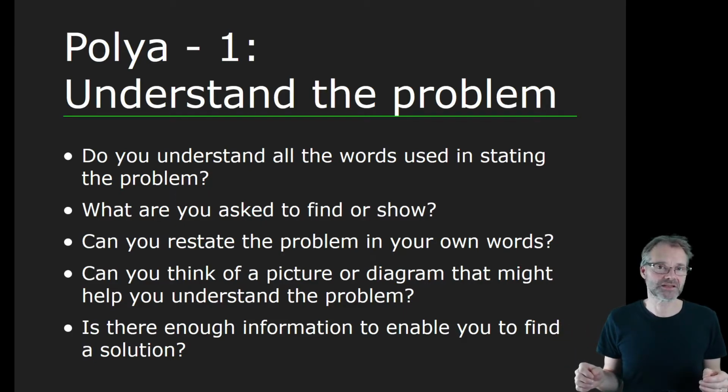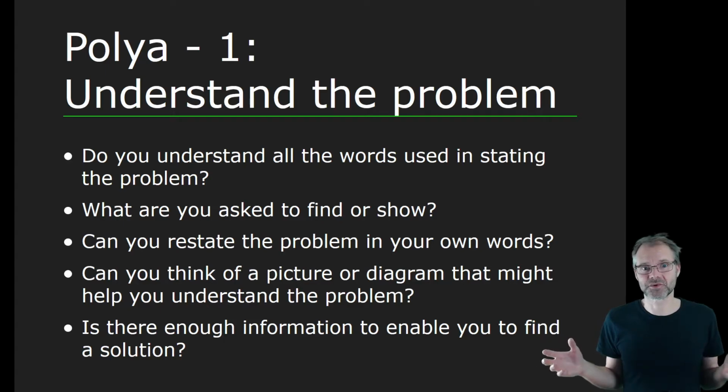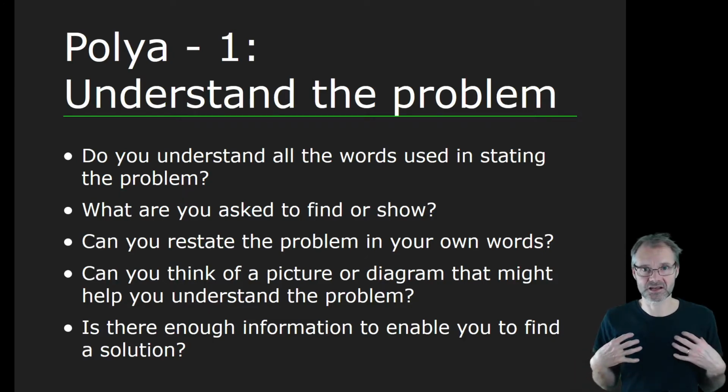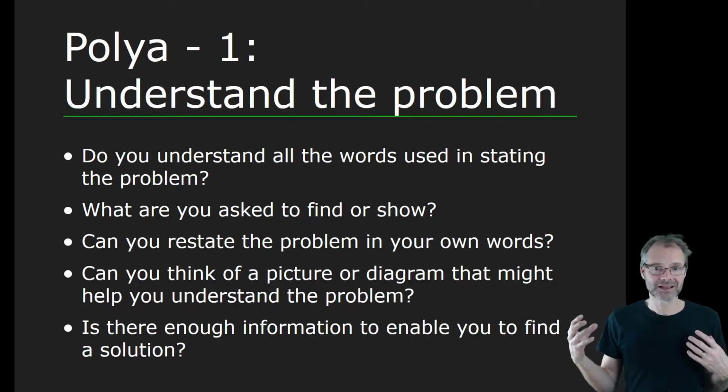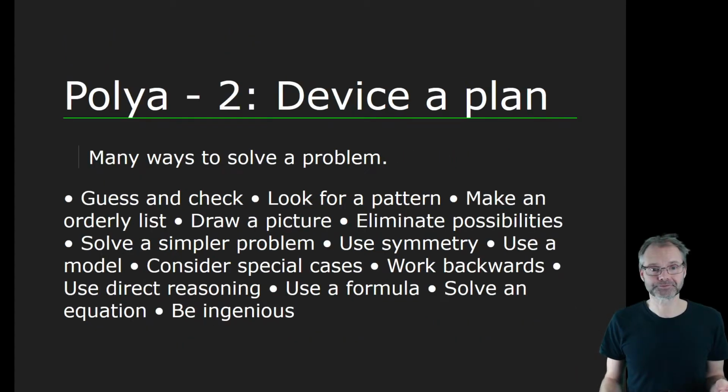Is there enough information here? Or is some information lacking to enable us to find a solution? That is also not too uncommon, that a requirement specification is lacking information. So we need to interpret it. What is the meaning here? Could we decide for ourselves? So in general, it is not that easy to really understand the problem sometimes. So don't underestimate this Polya 1.